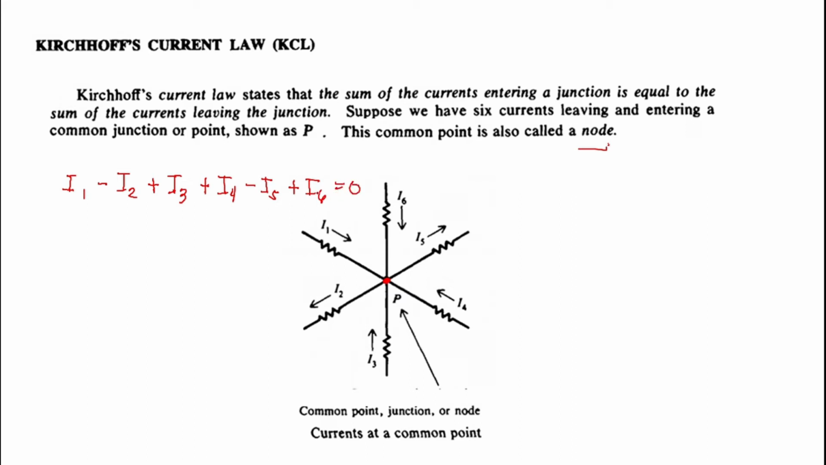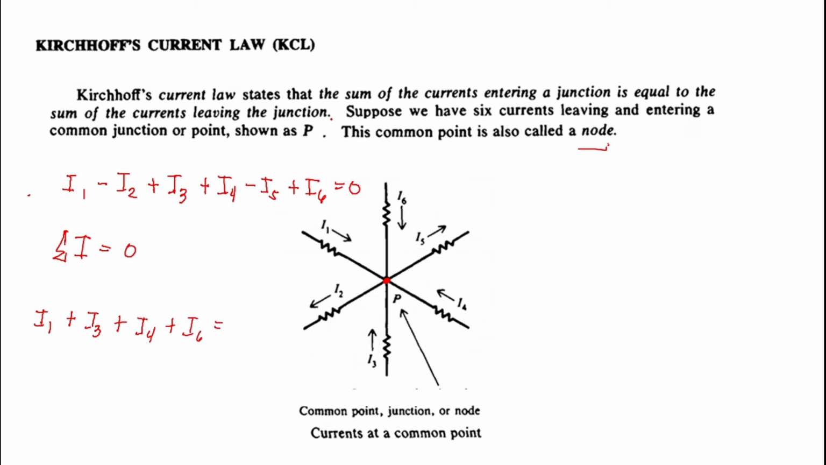Now, the other definition for KCL, aside from the sum of the current entering the junction, is that the current entering the junction is also equal to the current leaving the junction, or the summation of the current along the circuit is equal to 0. So, let us combine the entering the junction and the leaving the junction. What are the entering the junction? I1 plus I3 plus I4 plus I6.